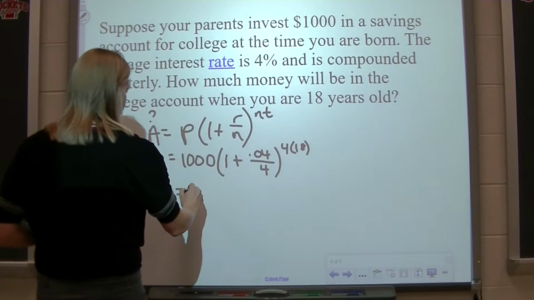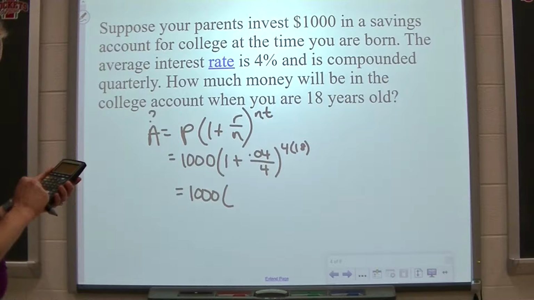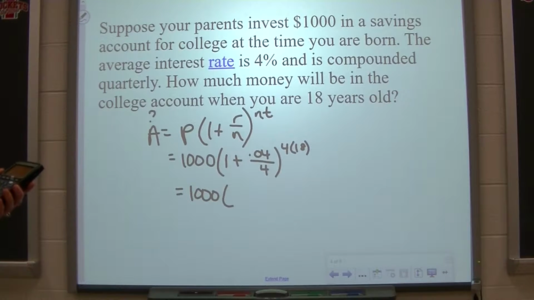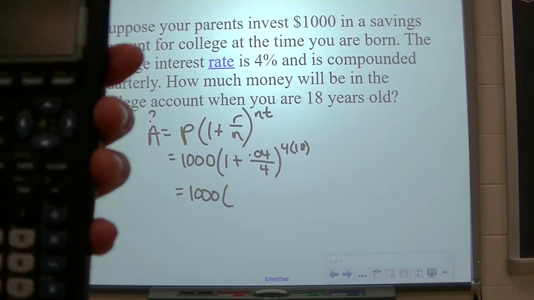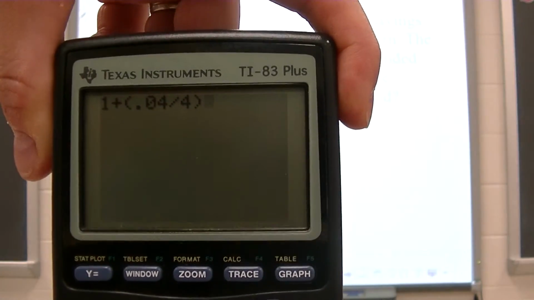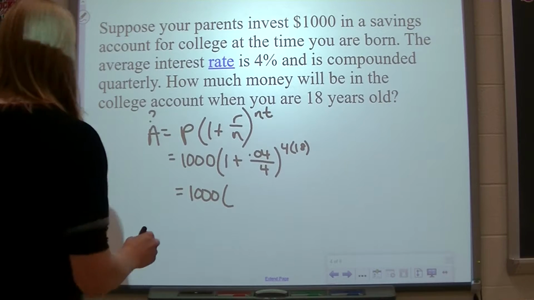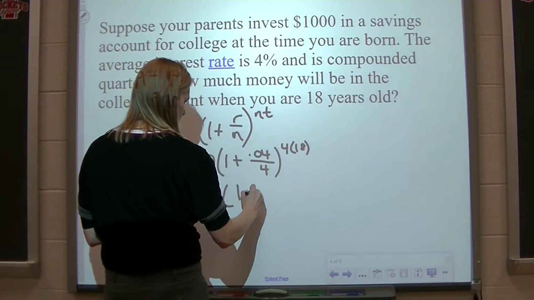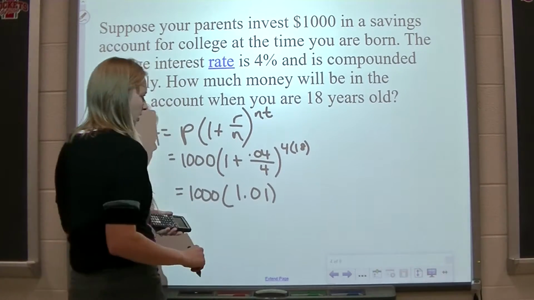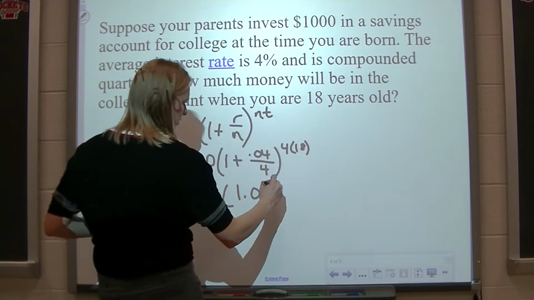Do what's inside the parentheses first. So we're going to do 1 plus 0.04 divided by 4, but 0.04 divided by 4 needs to be in parentheses. It should look like that when you plug it in. 1 plus parenthesis 0.04 divided by 4, close your parenthesis. Hit enter, and I get 1.01. All right, and then it's raised to the power of 4 times 18, which is 72.